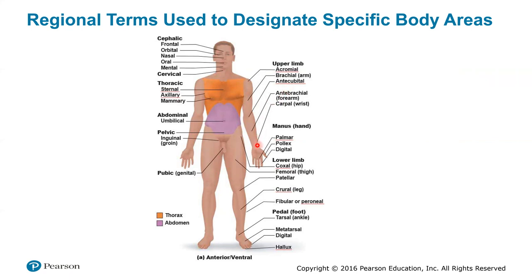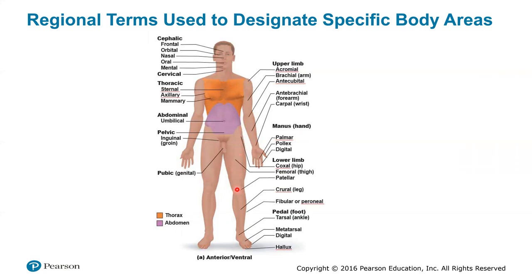Now we have carpal, or your wrist, and manus is the hand. This is where manual work comes from. Manual work is something that you're doing with your hands. So manus is a hand. And here we have palmar, we have digital, those are your fingers, and pollex. Pollex is your thumb.